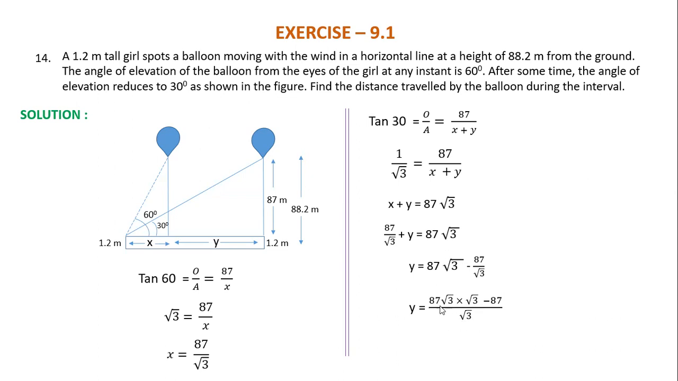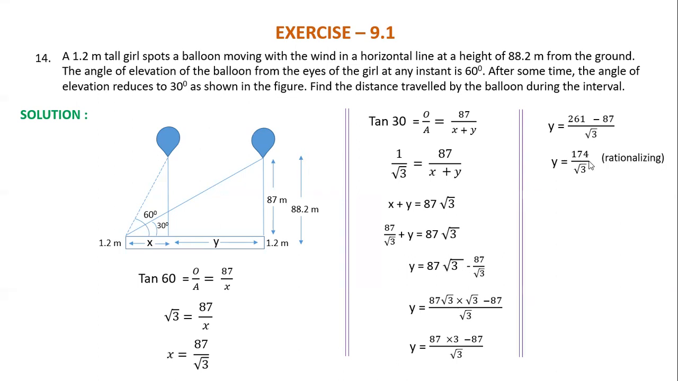So root 3 into root 3 is 3. 3 into 87, that is 87 into 3 minus 87 upon root 3. That is 87 into 3 is 261 minus 87 upon root 3. Subtract it, 174 upon root 3. Now rationalizing this, you get 174 upon root 3 into root 3 into root 3.